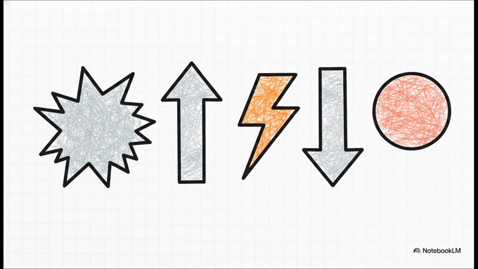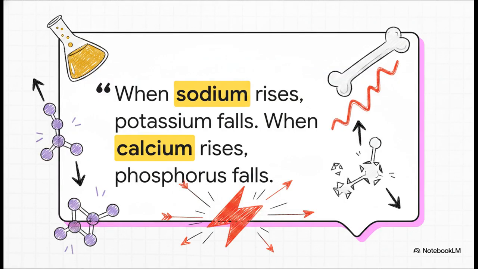It's like they're fighting for space. They simply cannot coexist at high levels. Please, cement this golden rule of antagonistic electrolytes into your mind right now. When sodium rises, potassium falls. When calcium rises, phosphorus falls. They are biological enemies. Knowing this single concept will absolutely save you from second-guessing yourself on countless exam questions.